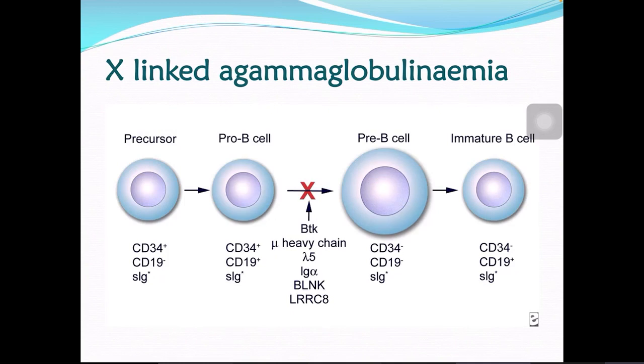You see that we spoke about the pro-B cell and the pre-B cell, and the change from the pro-B cell to the pre-B cell doesn't happen because of the BTK deficiency. So this is where I have shown you with a cross where the defect is, and this is what leads to the agammaglobulinemia.